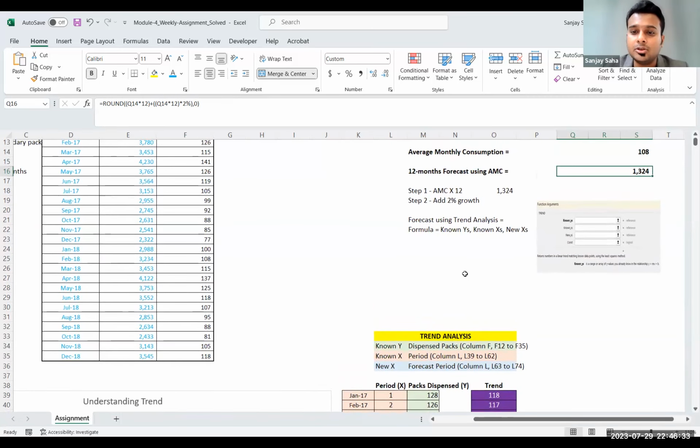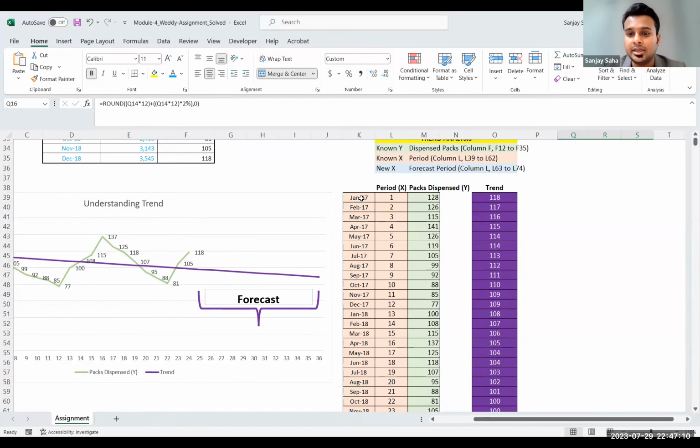The fourth question was to prepare the forecast using the trend analysis. If you remember the formula of trend, we need to find three things. We need to know the known y's. Generally, the y-axis is the amount of packs dispensed. Known x is the period, from the first month to the 24th month, and then the 25th month to the 36th month, which is the forecast period, the new x. So known x is the first 24 months, and the new x is the next 12 months. To do that, I have plotted the data here in that order.